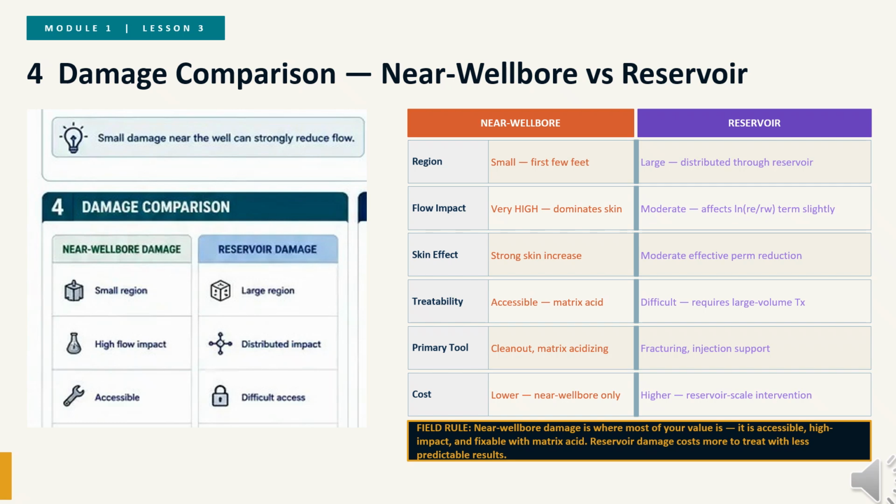That means 2 very different realities. Near wellbore: fast, targeted, high return. Reservoir: large scale, expensive, uncertain. So here is the rule. Most of your value sits in the near wellbore. That is where you focus first.